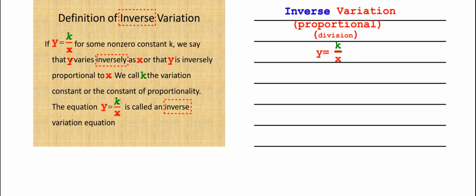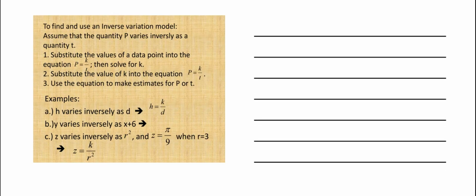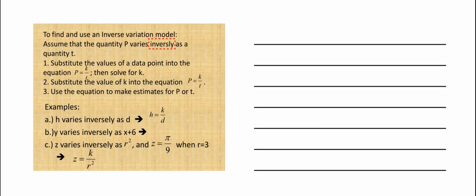Okay, so let's try out a bit more of an explanation. To find and use an inverse variation model, assume that the quantity p varies inversely as a quantity t. 1. Substitute the values of the data point into the equation p equals k divided by t. Then solve for k. 2. Substitute the value of k into the equation p equals k divided by t. And 3. Use the equation to make estimates for p or t.